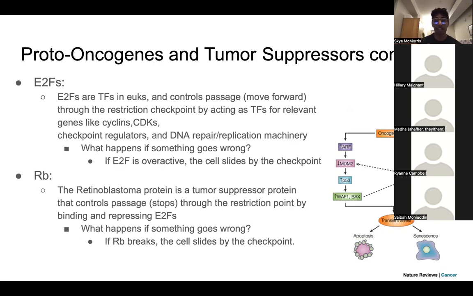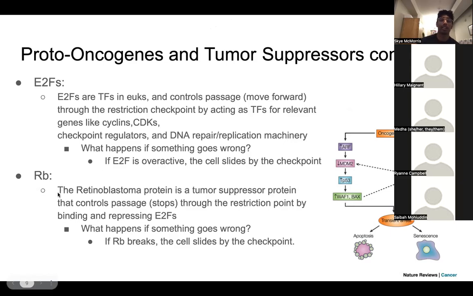Let's go. Again, if something goes wrong, this is a proto-oncogene, so if it becomes overactive, if you have a gain of function, it's going to constantly be waking up everything else. It's going to be constantly transcribing these other genes used in replication, and that's going to push the cell forward through the checkpoint, and it's going to constantly be pushing the cell forward in replication. Does that make sense? Yes? Okay. I'm just going to move forward.